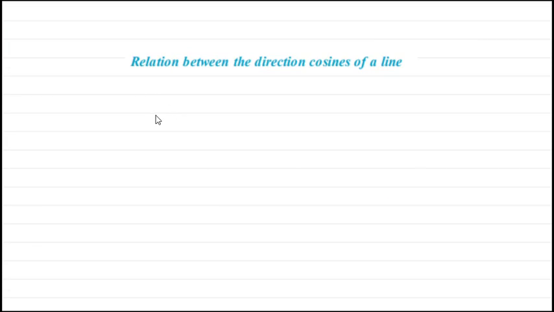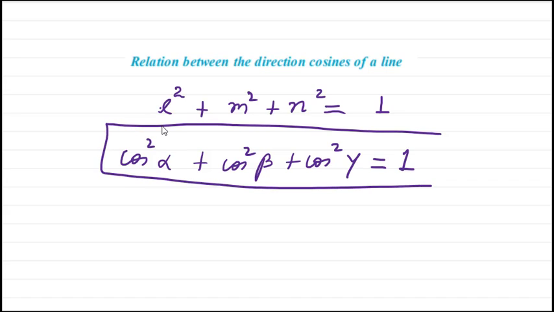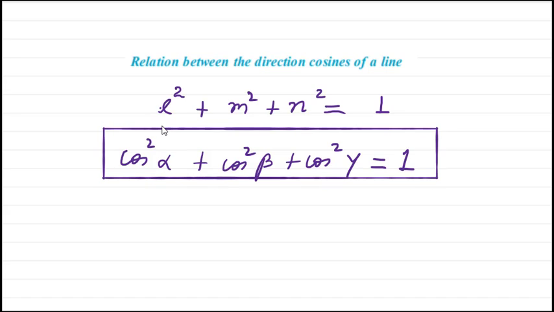Now let's see the relationship between the direction cosines of the line. As you know, direction cosines are L, M and N, and there is a relation between these three. L square plus M square plus N square is always 1. Or you can also say cos square alpha plus cos square beta plus cos square gamma will always equal 1. You have to remember that all the time. Sometimes you will get questions based on this, like two angles will be given and you need to find the third angle. So this relation is very important for that case.